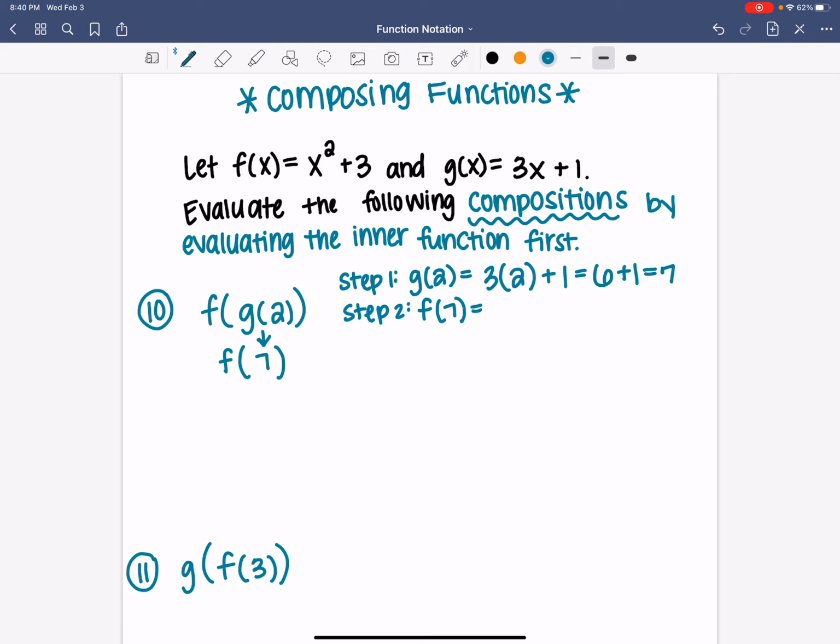So f of 7 would mean looking at f of x, plug in 7 for x. So that would be 7 squared plus 3. Now 7 squared means 7 times 7, which is 49, plus 3, which gives us 52. So that's our final answer, is 52.